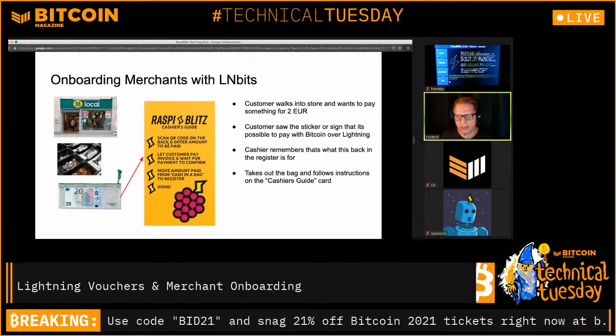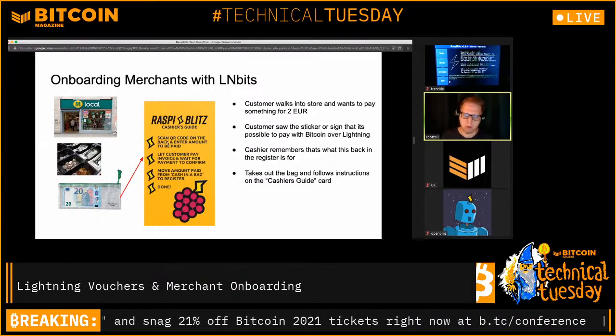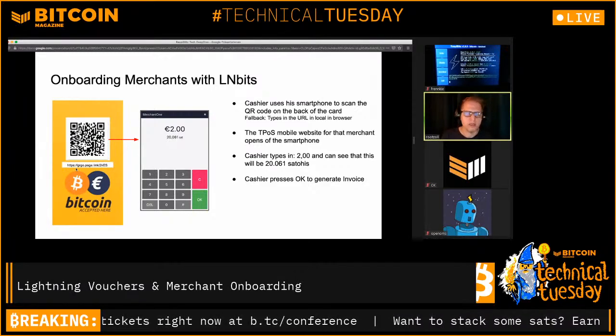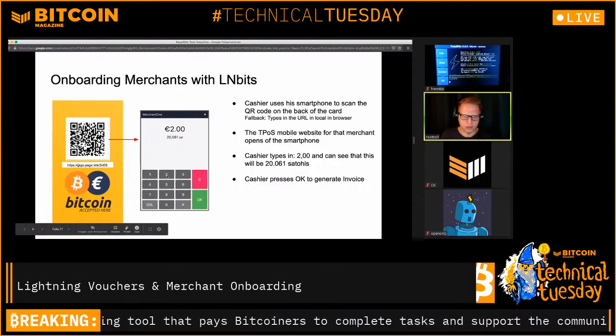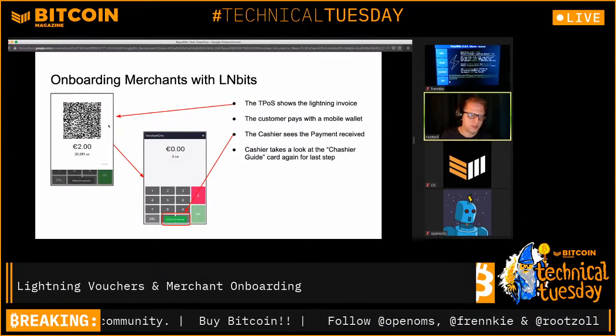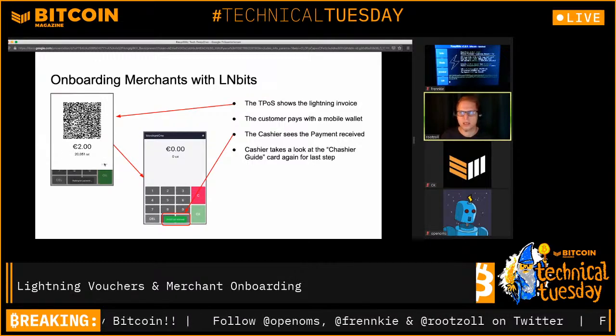Scan the QR code on the back and enter the amount to be paid. So, okay. Next step, you turn the card, you scan the QR code. Here again is the fallback if the scanning is not working. What we have now is the cashier has opened this TPOS on a smartphone, this website that is served from our Raspiblitz, and just enters the amount, like, okay, 200. And when you enter the amount, you see the conversion into Satoshis. If you press OK now, an invoice is generated in the TPOS.